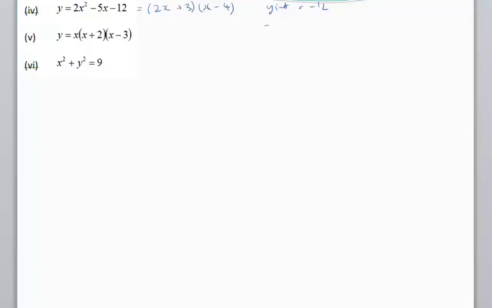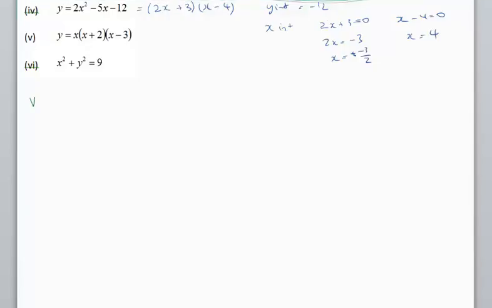And now we look here, we've got two solutions for our x-intercepts. So here we either say, well, 2x plus 3 is equal to 0, or x minus 4 is equal to 0. 2x is equal to minus 3, x is equal to minus 3 on 2, and here x is equal to 4. So there's our 2 points there.